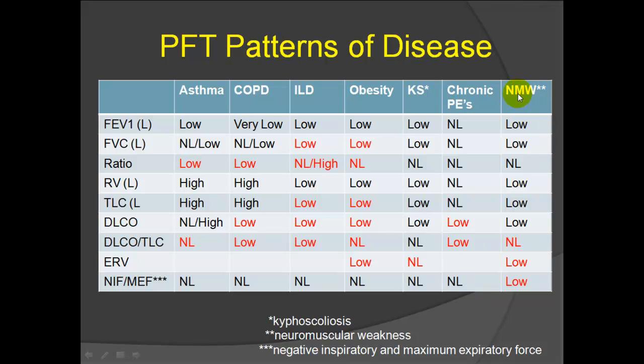Finally, in neuromuscular weakness, the lungs are restricted, as several other restrictive diseases are. The ERV is also low, looking very much like obesity, but in neuromuscular weakness we can distinguish this from obesity because the negative inspiratory force and maximum expiratory force are low.